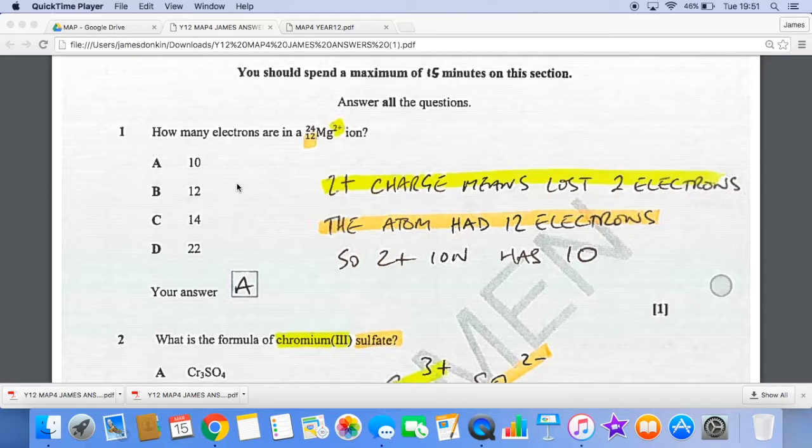So the first question, how many electrons are there in this ion of magnesium? The important number to look at is the 12 there, that's the proton number. Before it lost any electrons, see it's lost 2 electrons, it had 12 electrons, but because it's got a 2 plus charge, it's only got 10 now, so the answer is 10.